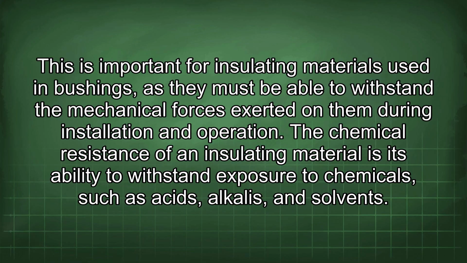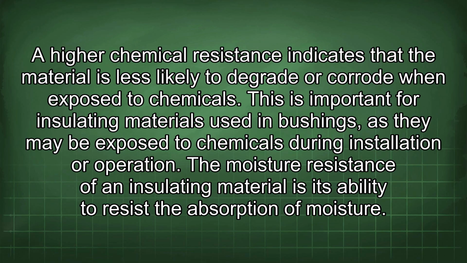The chemical resistance of an insulating material is its ability to withstand exposure to chemicals such as acids, alkalis, and solvents. A higher chemical resistance indicates that the material is less likely to degrade or corrode when exposed to chemicals. This is important for insulating materials used in bushings, as they may be exposed to chemicals during installation or operation.